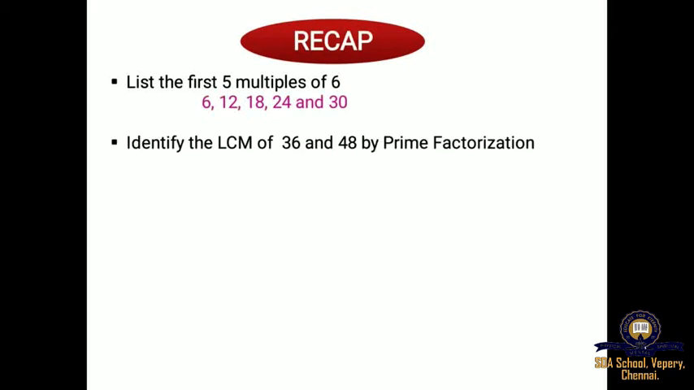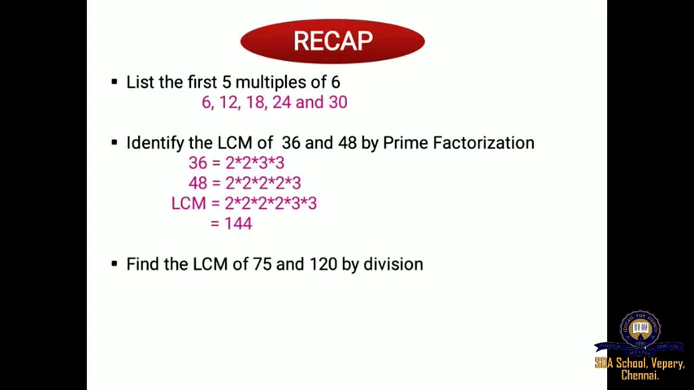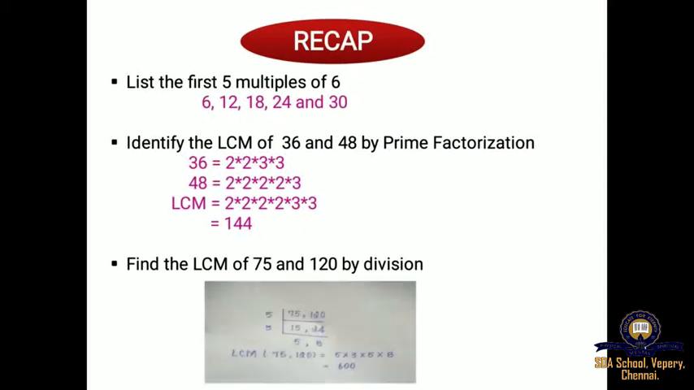Identify the LCM of 36 and 48 by prime factorization. Yes. 36 can be written as 2 into 2 into 3 into 3. 48 can be written as 2 into 2 into 2 into 2 into 3. So the LCM will be 2 into 2 into 2 into 2 into 3 into 3, which is equal to 144. Find the LCM of 75 and 120 by division. Yes. LCM of 75 and 120 is equal to 600.